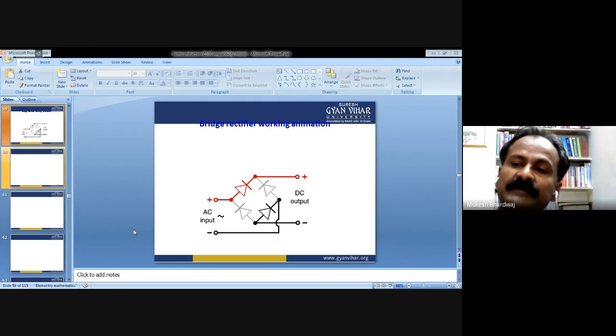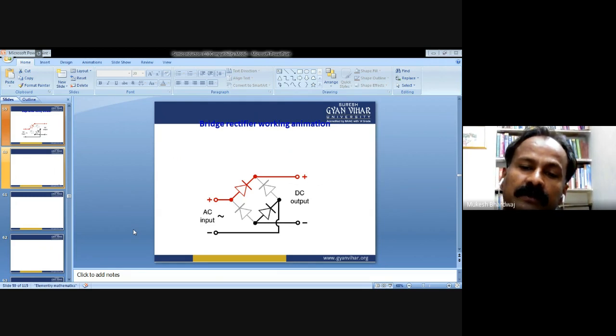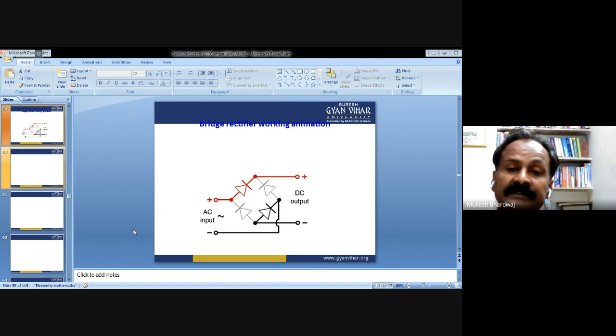So these are some specifications of the rectifiers and the basic application of the diode as a rectifier. We have completed all the parameters, and the three types of rectifier we have discussed.